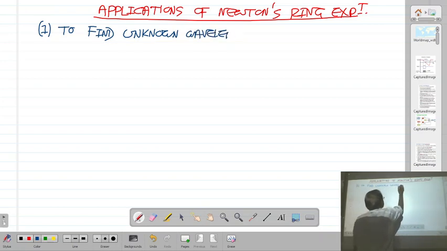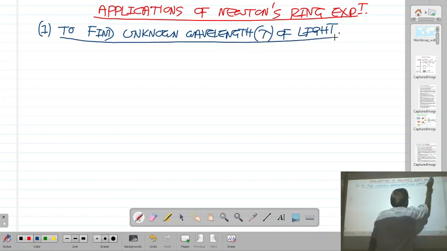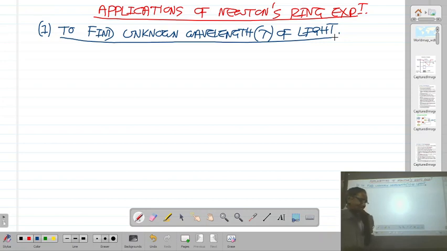To find the unknown wavelength of light using Newton's ring experiment, right? So the first application of Newton's ring experiment is to find the unknown wavelength of light. Suppose you are given red light, yellow light, violet light, or an unknown light whose wavelength is unknown. Then you can calculate the unknown wavelength of the given light using the Newton's ring experiment.